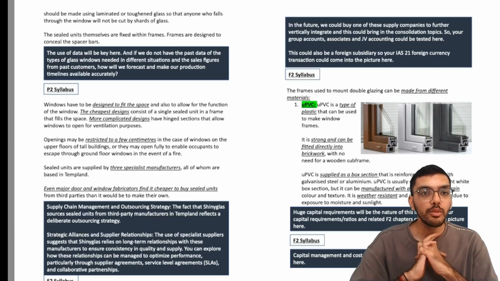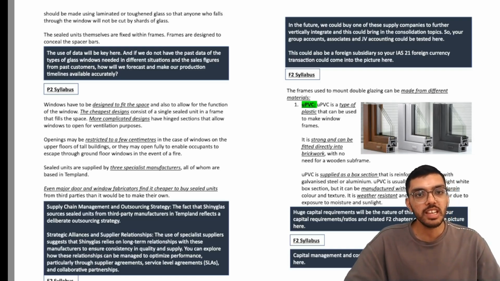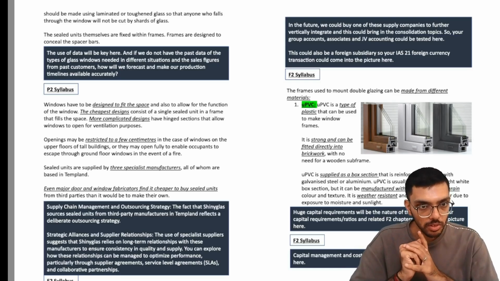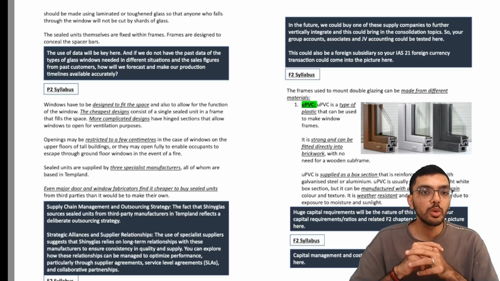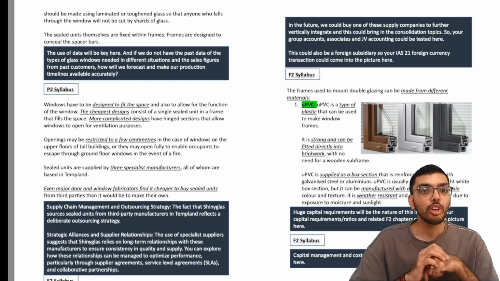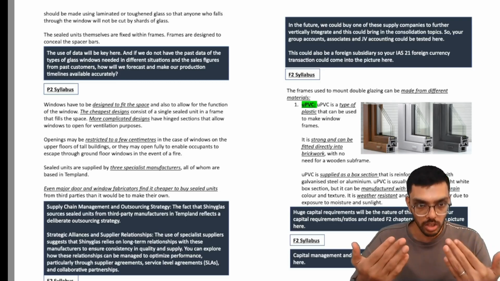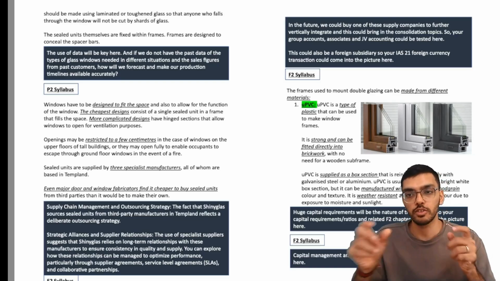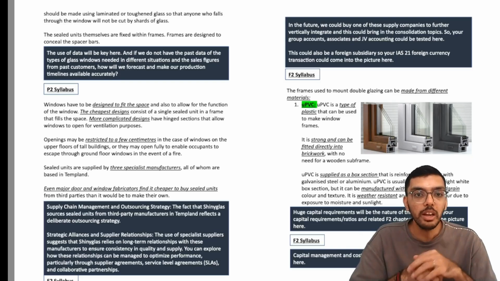Windows have to be designed to fit the space and also to allow for the function of the window. The cheapest designs consist of a single sealed unit in a frame that fills the space. Simple. More complicated designs have hinged sections that allow windows to open for ventilation purposes. Openings may be restricted to a few centimeters in the case of windows on the upper floor of tall buildings, or they may be fully openable on ground floors for people to escape in the event of a fire. So the hinges and the application will depend on the situation.